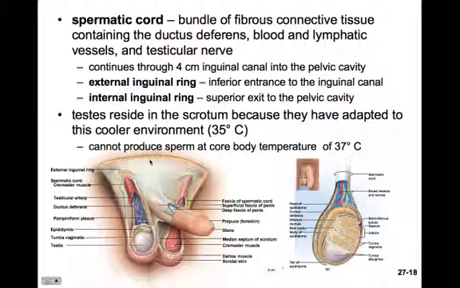And the whole purpose of the scrotum is to suspend the testes outside of the body because they've adapted to generate sperm in a much cooler environment, about 35 degrees C, relative to core body temperature of 37 degrees C. So you can see the spermatic cord here, consisting of the testicular arteries, the pampiniform plexus of veins, the testicular artery, and in there's the testicular nerve also.